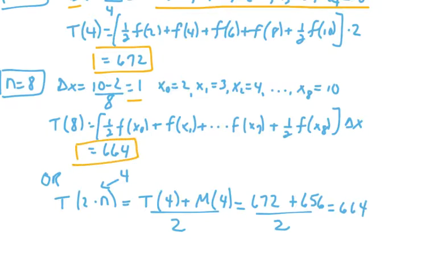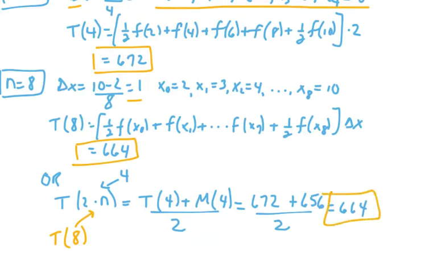One thing that we know from the prior video is that we can use a shortcut if we have the midpoint calculated for this integral, which we do. So t of 2 times n, and n is equal to 4 in this case. We're looking for the approximation t of 8, and 8 is just 2 times 4, then using that formula you take the average of t of 4 and the midpoint of 4, and you do get indeed the same answer, 664.